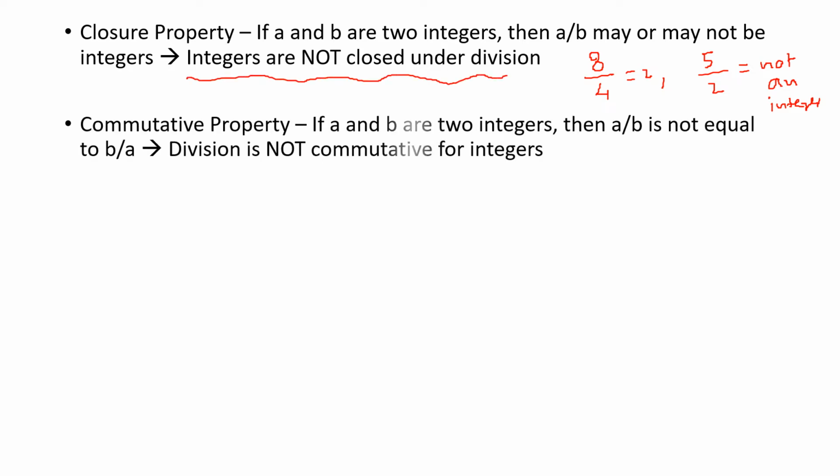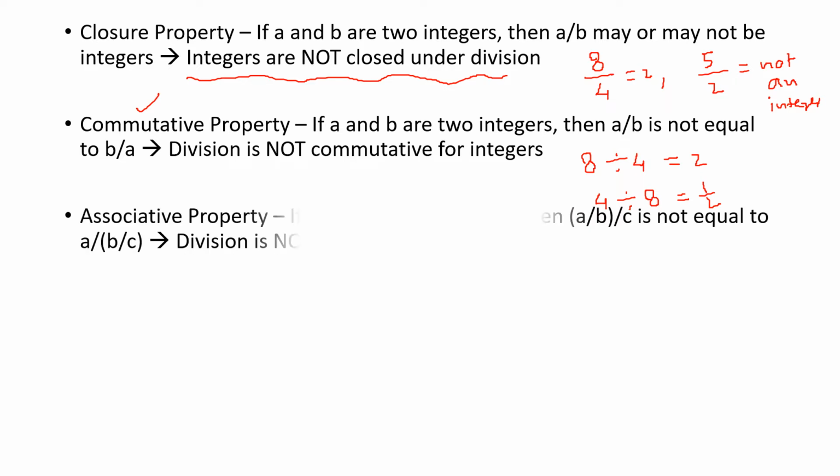On the other hand, when you talk about the commutative property, division is not commutative for integers. For example, suppose I'm trying to divide 8 divided by 4. What is the result? 2. If I change their position, then 4 divided by 8 is half, 1 by 2. They are not the same. Therefore, division is not commutative for integers.